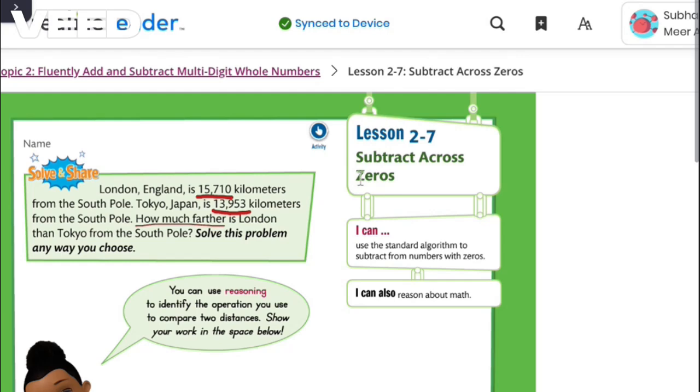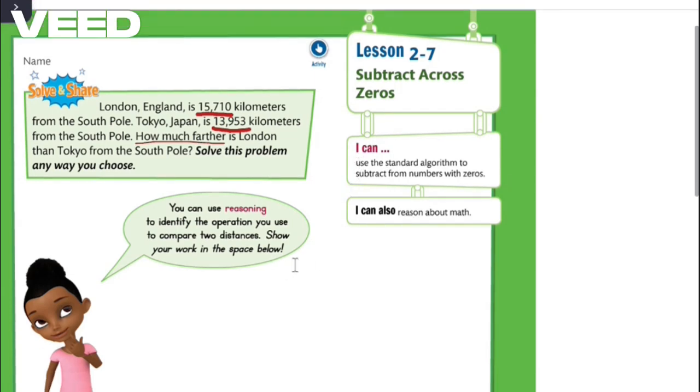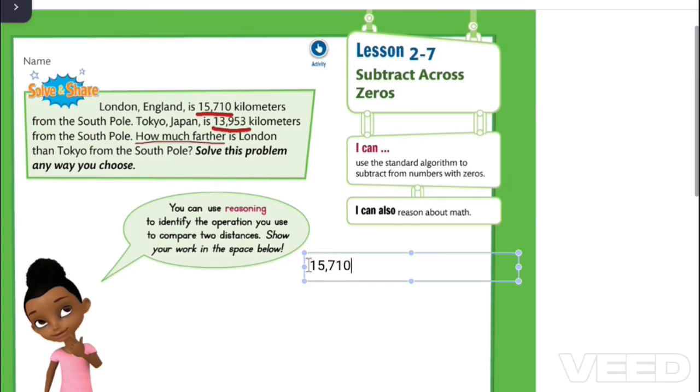Let's do 15,710, the distance London is from the South Pole. Let's go ahead and subtract from that 13,953, and let's see what answer we get. Now, please pay attention here. We do want to do 0 minus 3, and I repeat, please don't make this mistake, class.